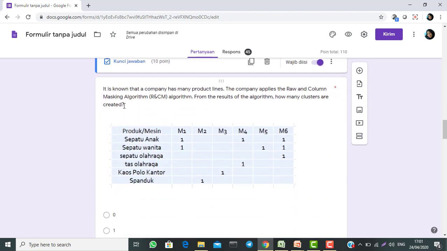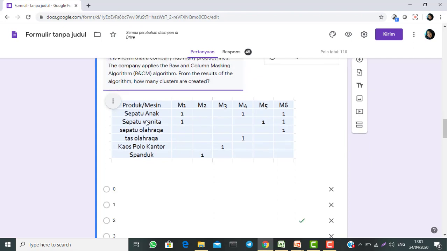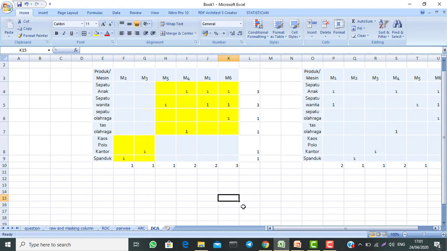Next question is that the company has many product lines, and the company now will apply the row and column masking algorithm. So there is another algorithm to create the optimal layout. Okay, row and column masking, or RCM algorithms. So in this case, we have actually the same case. We have the part machines matrix, and let's move to the calculations.